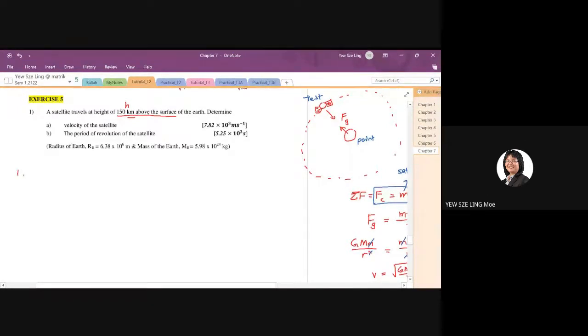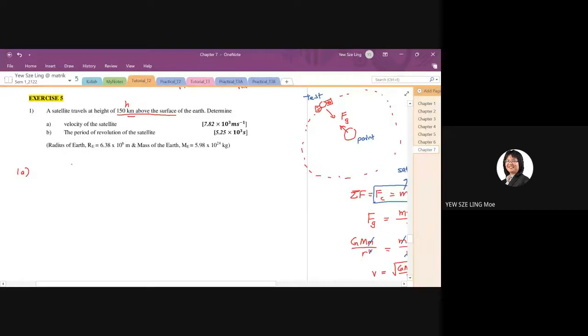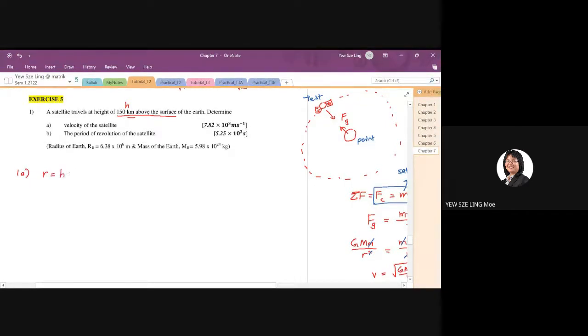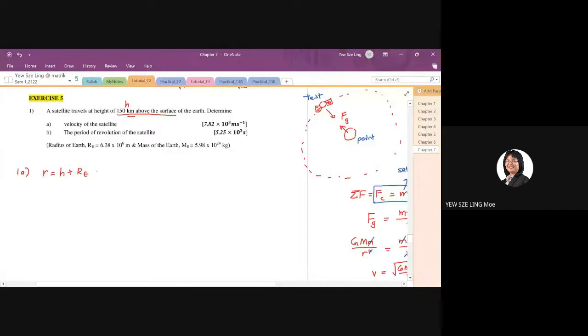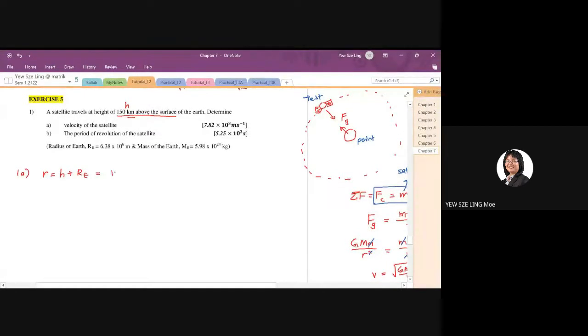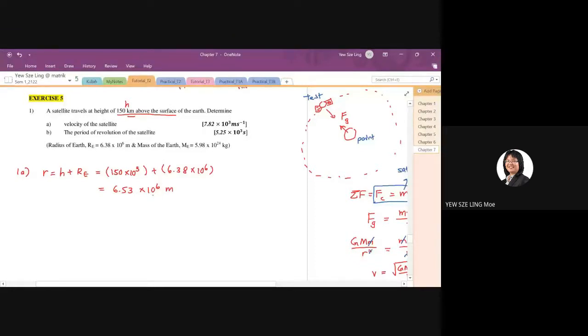So question 1A, what are we going to do? Well, you want to calculate V. In order to calculate V, you need R. So R is equal to H plus RE, which is then equal to 150 times 10 to the power of 3 meter plus 6.38 times 10 to the power of 6 meter, which is equal to 6.53 times 10 to the power of 6 meter. So this is the R.